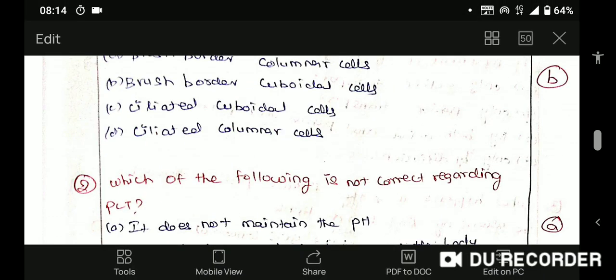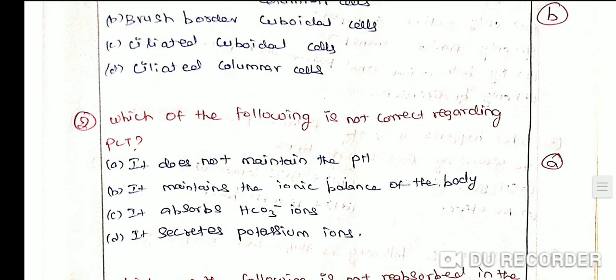Next question, which of the following is not reabsorbed in the PCT segment? Option A, water. Option B, glucose. Option C, bicarbonate. Option D, hydrogen plus ions. The correct answer is option D, hydrogen plus ions.